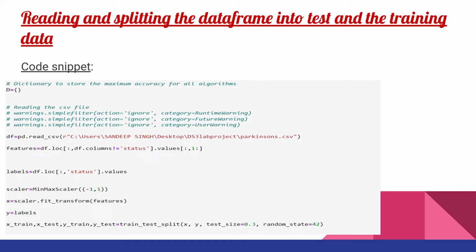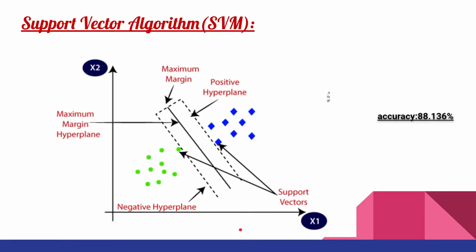So I am Navdeep Kumar, roll number B21205. Here, first of all, we have declared an empty global dictionary for storing the accuracy scores of different classification algorithms. Then we have imported the CSV file, performed min-max scaling, and split the data set into training data, which is 70% of total data, and test data, which is 30%. The first algorithm I have used is the support vector machine algorithm.